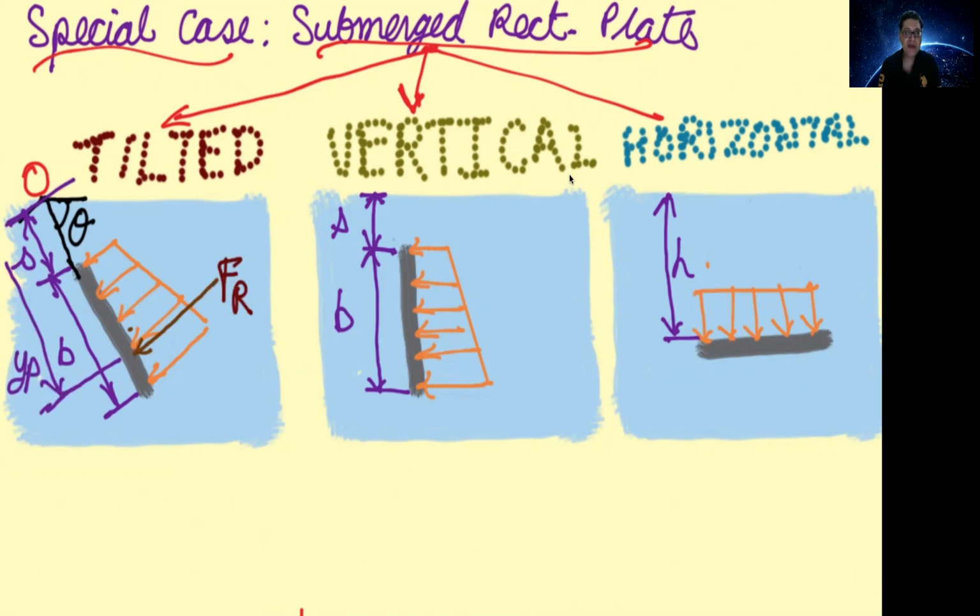Now in the schematics, I will show you for these three cases the point of application of the resultant force. So this is the resultant force Fr on the tilted plate, which is located at a coordinate yp. Yp is the distance from O to the location at which the pressure is acting. Now, for the tilted plate, the yp is as shown here. This is the coordinate of the point of application from the free surface.